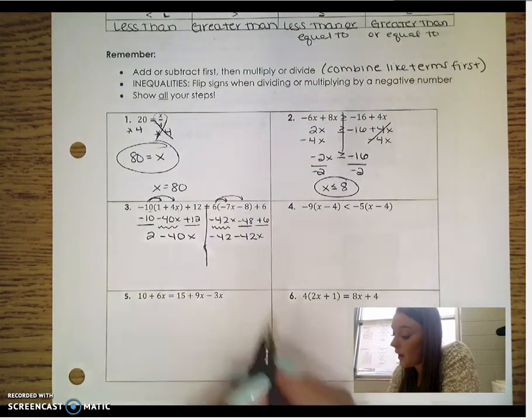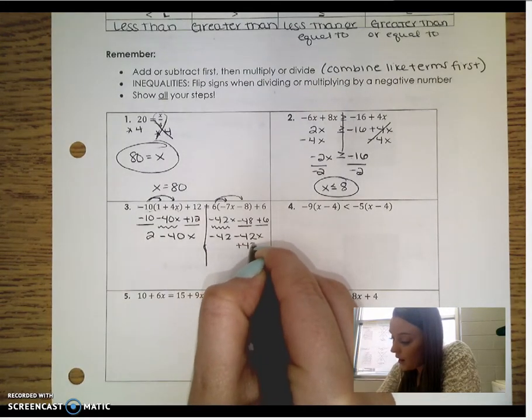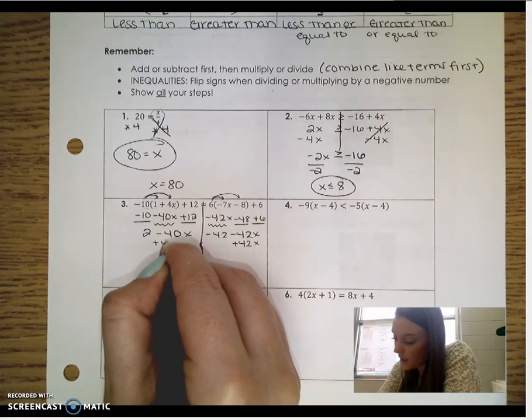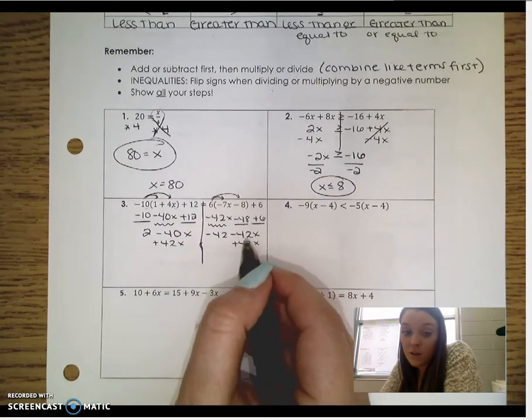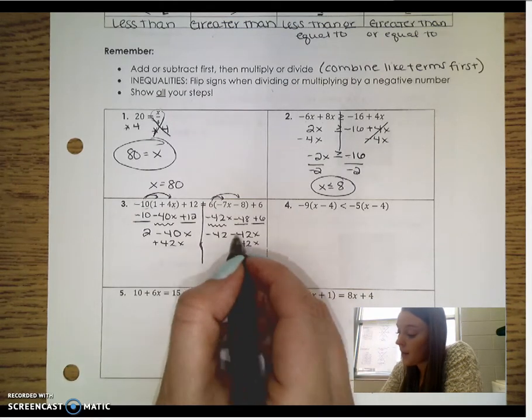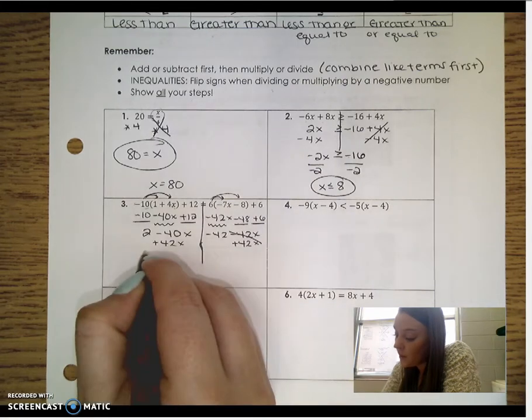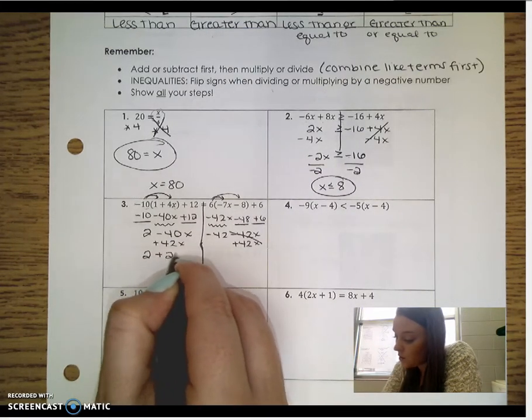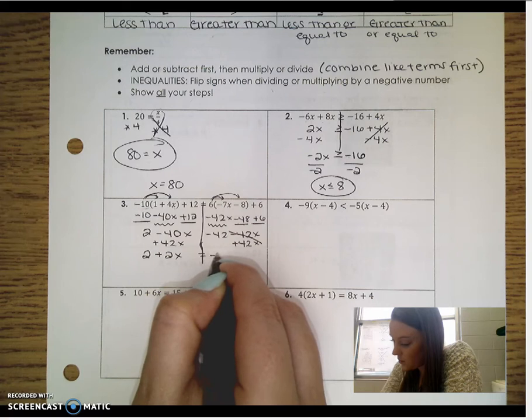So I'm going to move all my x's first. I'm going to add 42x to both sides. I'm adding because the inverse operation of subtraction is addition. So whenever you have a minus sign, in order to cancel it out, you have to add. So that cancels out over here. And I'm left with 2 plus 2x equals negative 42.